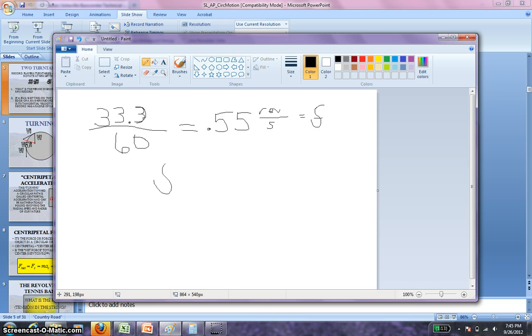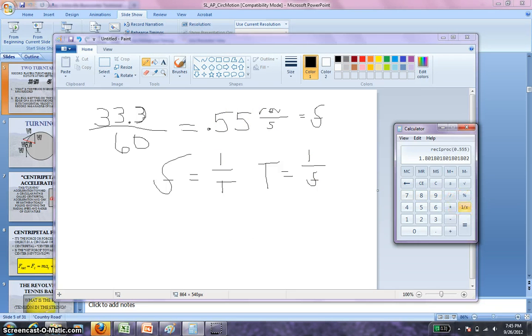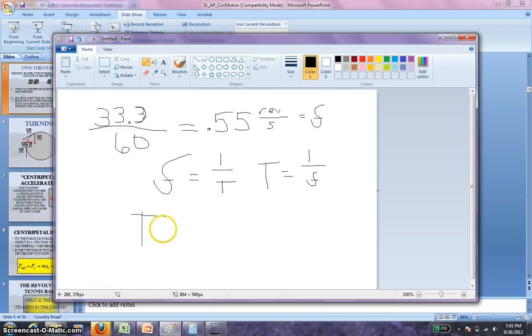And frequency is equal to 1 over the period, or the period is equal to 1 over the frequency. So in order to calculate this, all we have to do is take the inverse of this number, which is just hitting this button. So I get that the time that it takes to go around a record one time is 1.8 seconds. The 33 1/3 revolutions per minute is 1.8 seconds. Sorry, that's pretty sad.